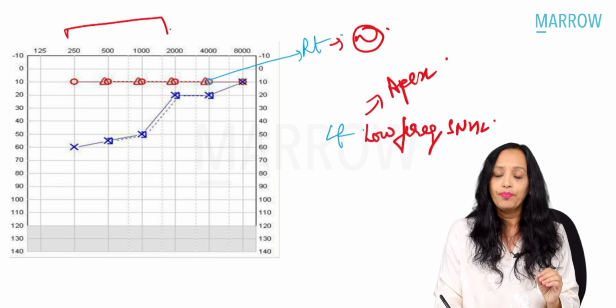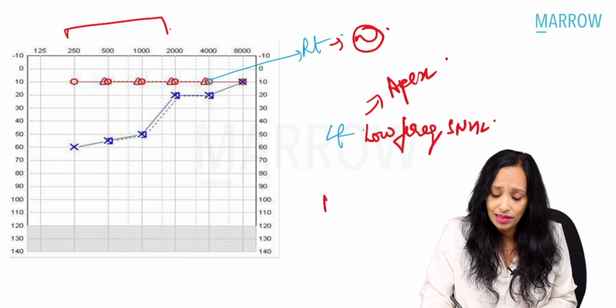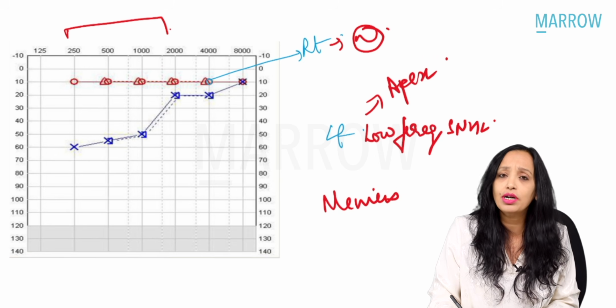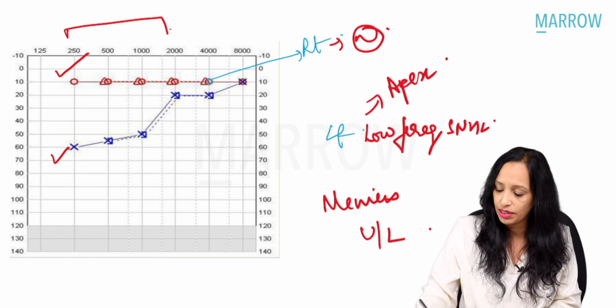And can you tell me that this is specifically seen in which condition? Yes, very good, that is seen in Meniere's disease. And is Meniere's disease a unilateral condition? Yes, we can see one ear is normal, only one is defective. Yes, it is a unilateral condition.